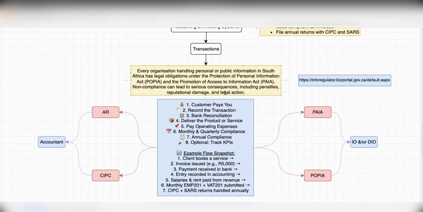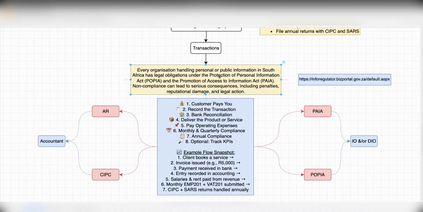Now, in transaction, you may be making some money already, and in your transaction, you're handling customer information, and it's anything that has the potential to identify a human being or someone else, personal identifying information, PII. This is something that I just took from reading around on the Biz portal. Every organization handling personal public information in South Africa has a legal obligation under the Protection of Personal Information Act and the Promotion of Access to Information Act. So non-compliance can lead to serious consequences, including penalty, reputational damage, and legal action.